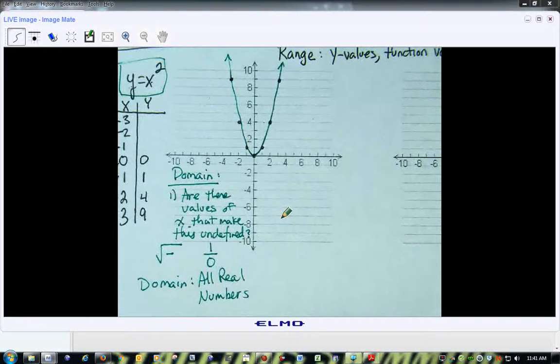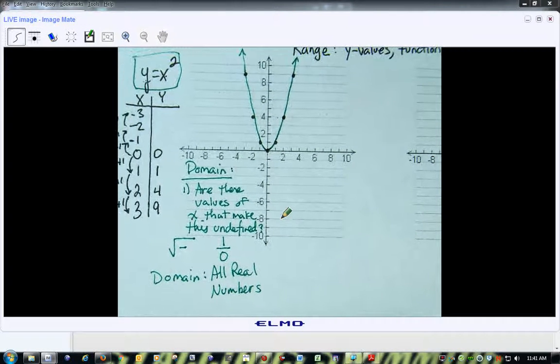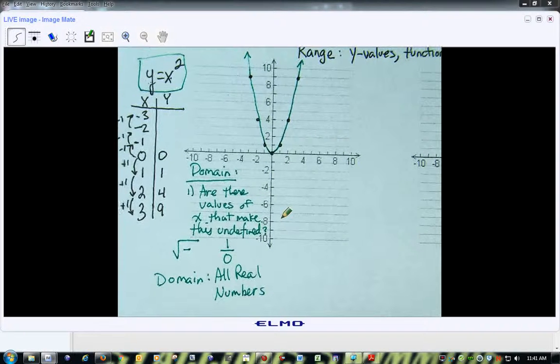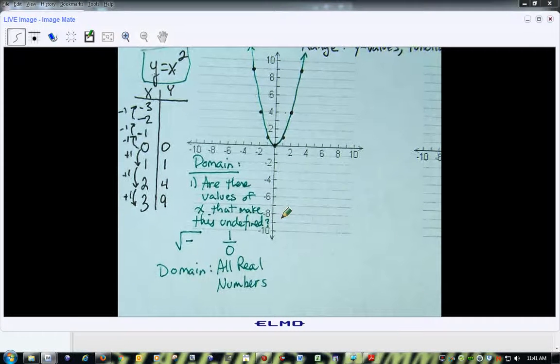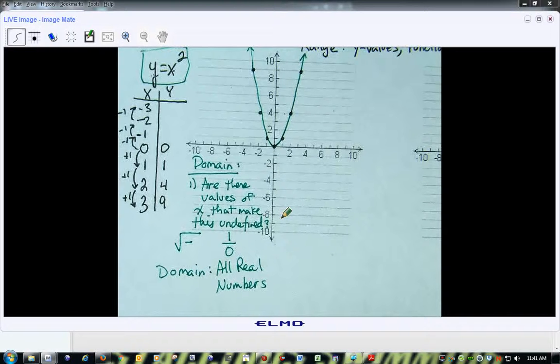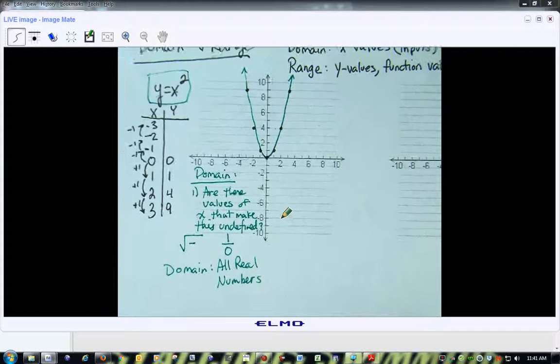Now, no, that would have made it a whole lot better. Yeah, I tried to focus and I hit the wrong button. I apologize. Let me zoom out just a little bit. Now, we're going to try and find our range now.